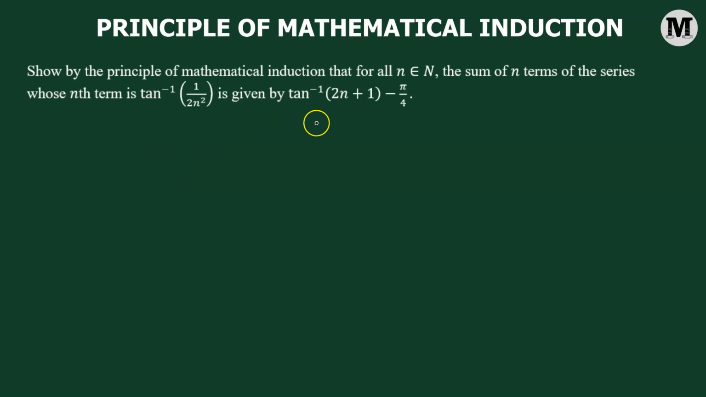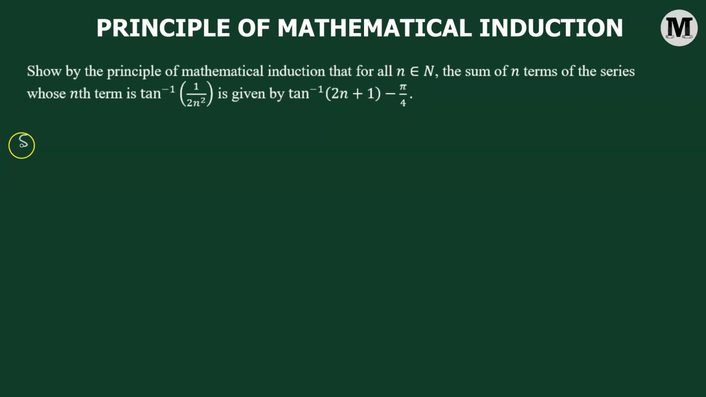Show by the principle of mathematical induction that for all n belonging to the set of natural numbers, the sum of n terms of the series whose nth term is given by tangent inverse of 1 over 2n squared, that sum is given by tangent inverse of 2n plus 1 minus pi over 4.